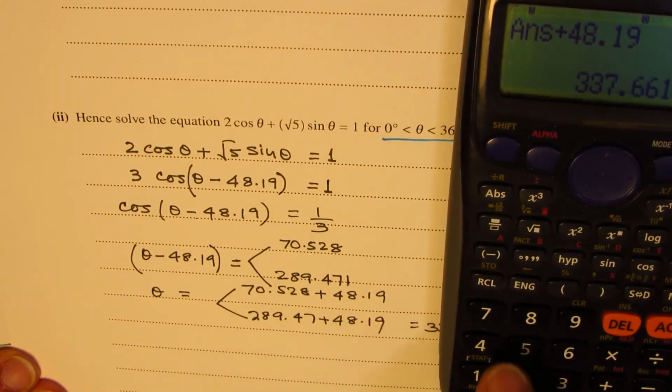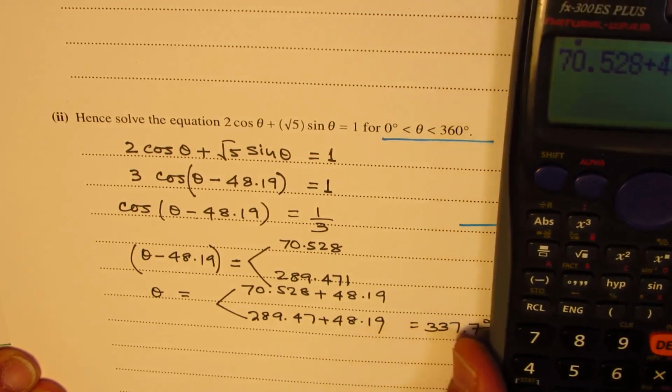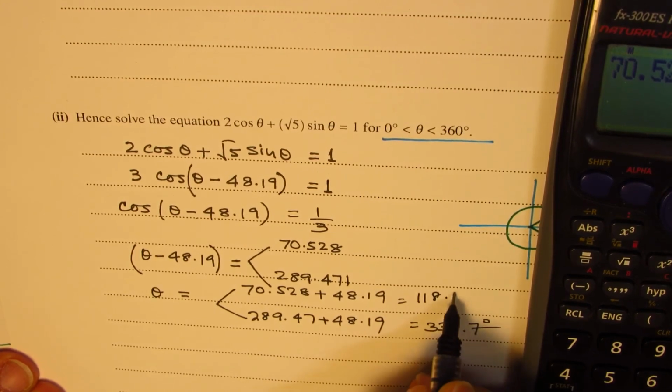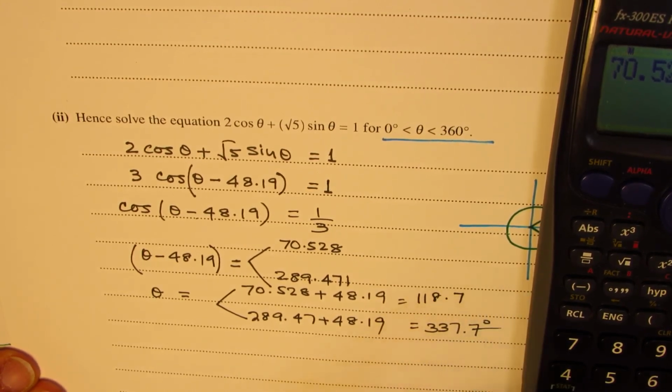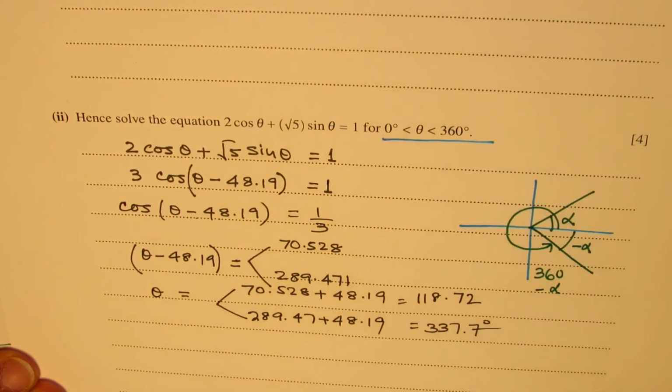The first one, 70.528 plus 48.19, is equal to 118.72, which is 118.7. We'll just keep it to one decimal. We can write two decimal places also. So that is how we are going to answer this particular question.